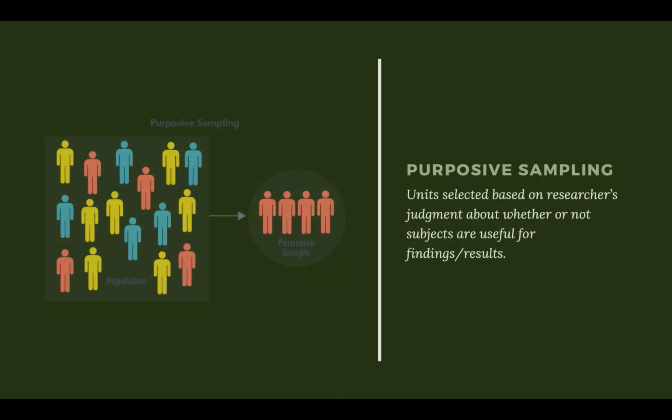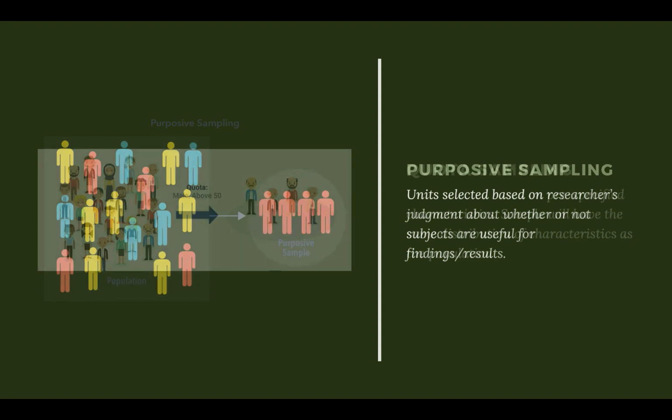Next, we have purposive sampling. Purposive sampling is just another non-probability sampling technique, and the units are selected based on a researcher's judgment. It's just saying, I'm curious about this characteristic, and I only want to talk to people with this characteristic.